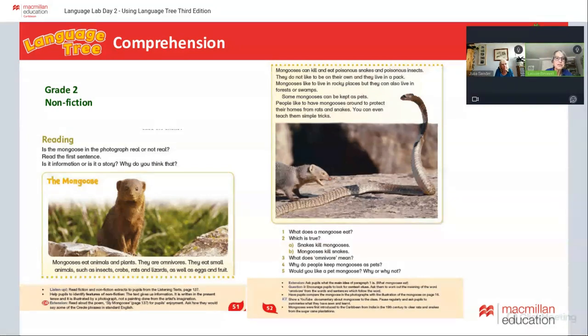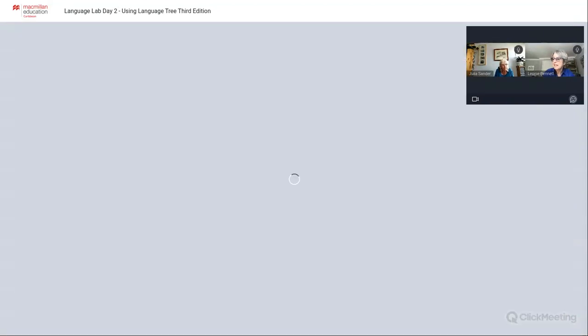Text about a mongoose. Photographs are also important to non-fiction. We'd use artwork in fiction or other texts. Next slide, please.